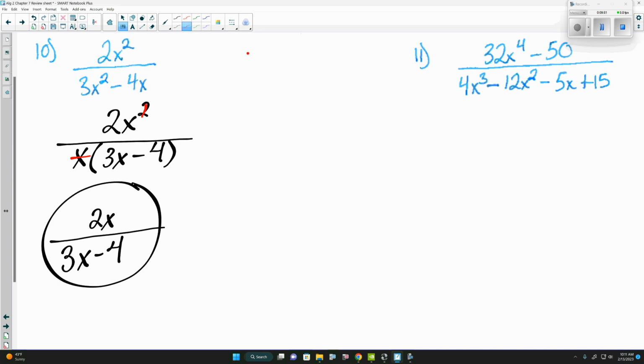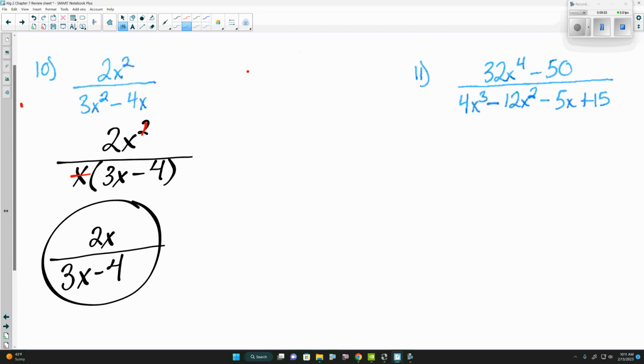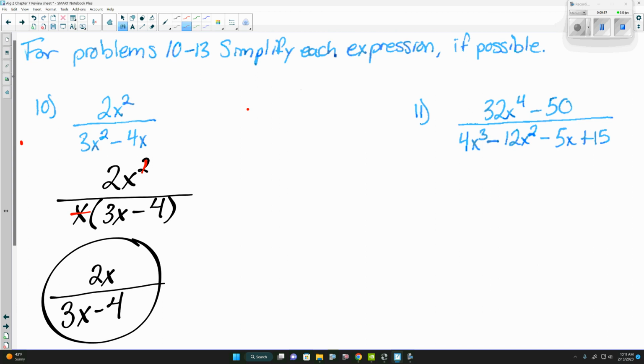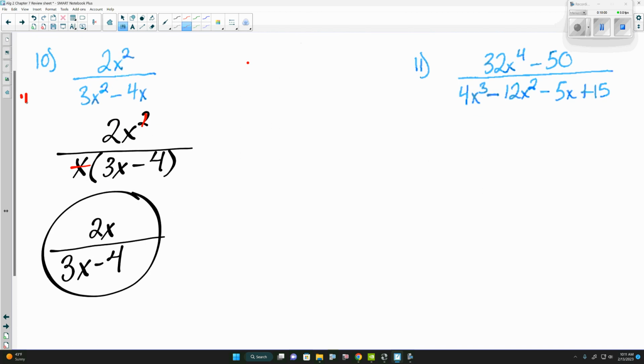Number 11, a problem like it's not going to show up on the test, at least not of that complexity. I still want to look at it, guys. I still want to look at it so that we can kind of look at the process, but we're not going to be having to factor an x to the fourth.